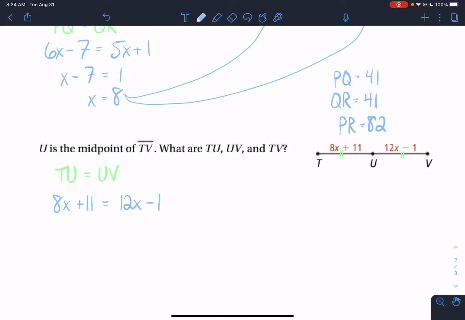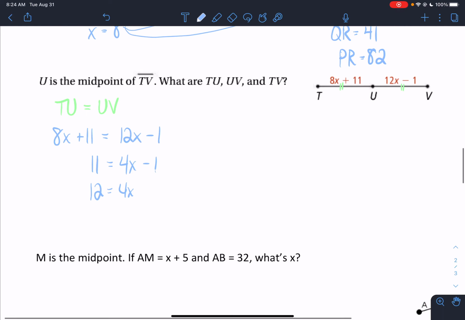I can then get my x's on the same side. I'm going to subtract the 8x over to the other side. So that gives me 4x is equal to 11... Oops. Yep. And then I can add the 1 to get 12 and divide by 4. And that gives me 3.